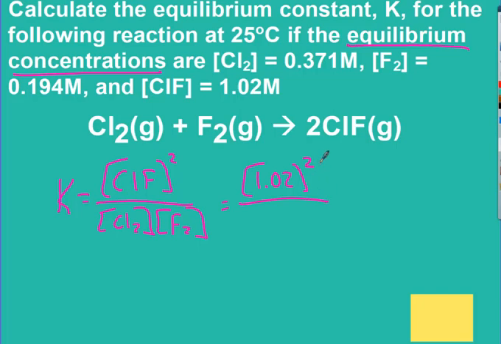When you plug it in, make sure you bring over that square. A common mistake is writing the square over here and then forgetting to carry it over. So this should be your work. If you plug it in correctly, you should get 14.46. All of our numbers are in 3 sig figs, so we can say 14.5. There are no units on K, so just 14.5.